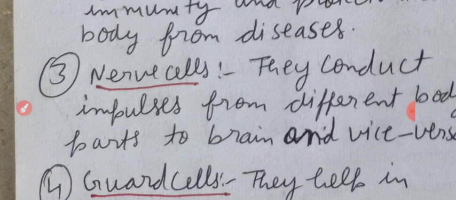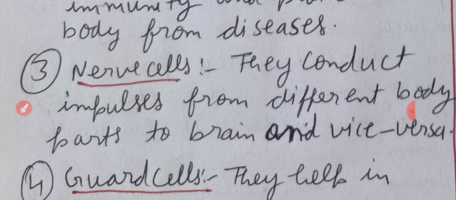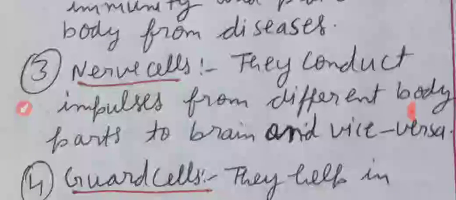Next, we have nerve cells. Nerve cells function: they conduct impulses from different body parts to brain and vice versa. Clear? This is the third, nerve cells. They conduct impulses from different body parts to brain and vice versa.